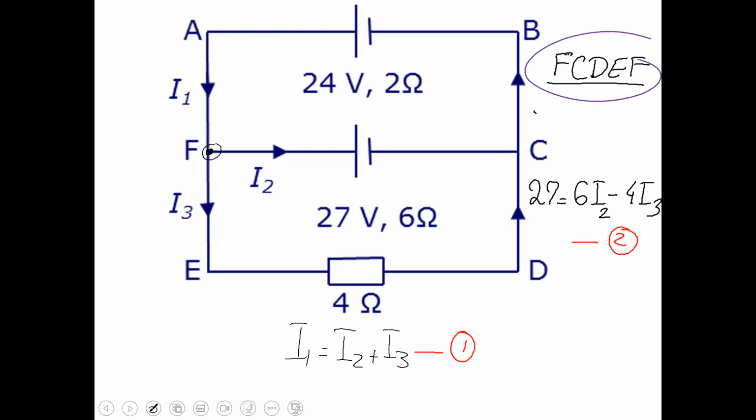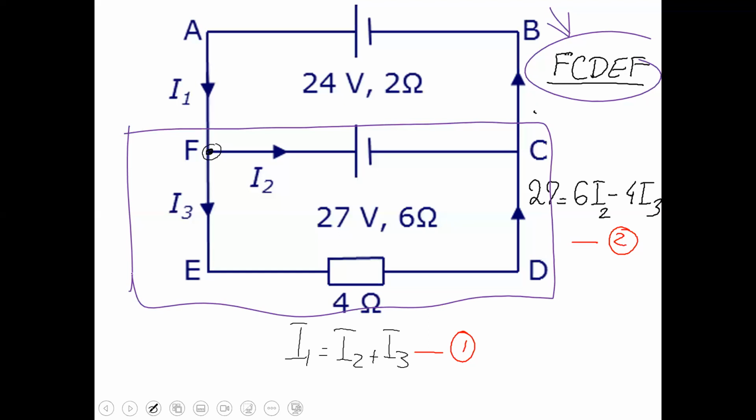Look at the first loop. Make the equation F, C, D, E, F. I'm talking about this lower loop, this one. It has one power source and one resistor. So 27 I'm using. Consider the loop, make the equation and compare with my answer.